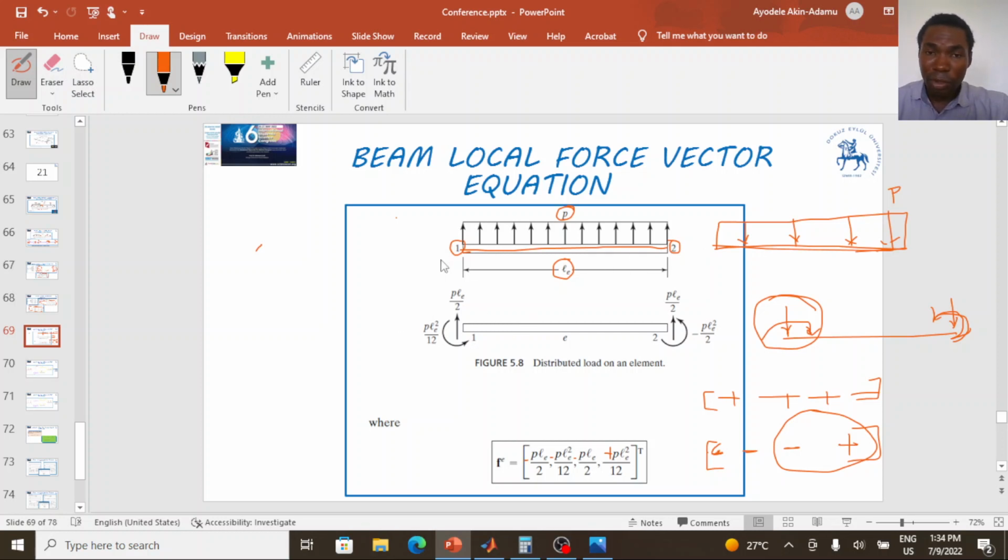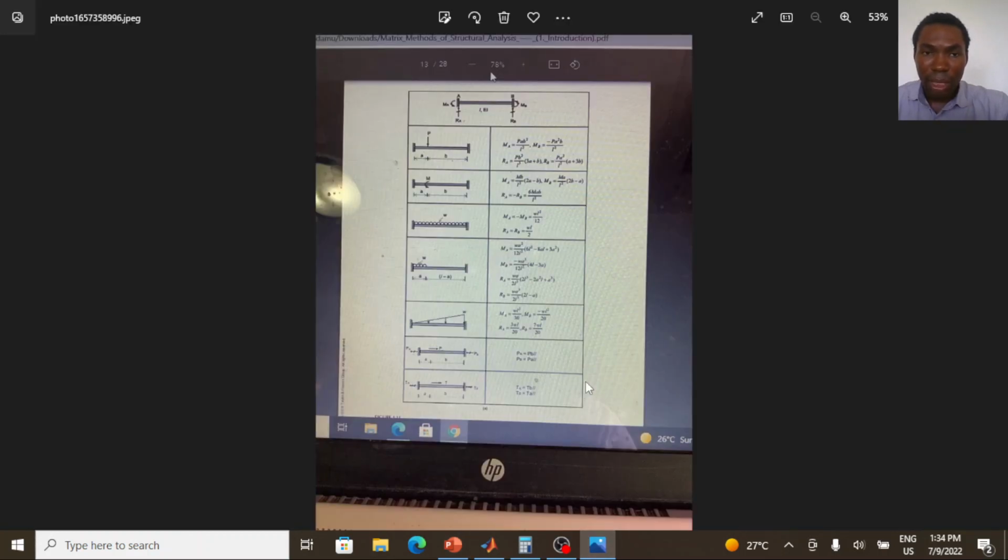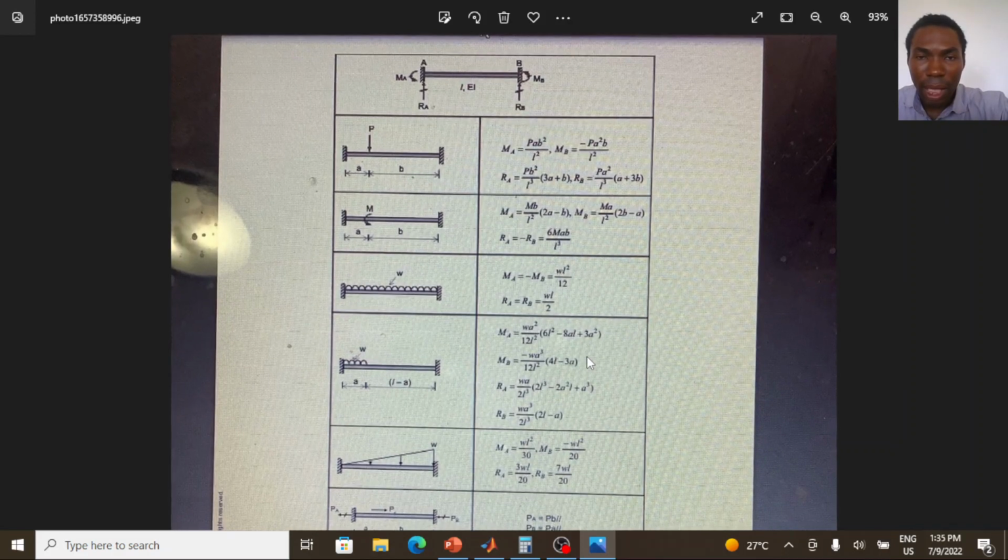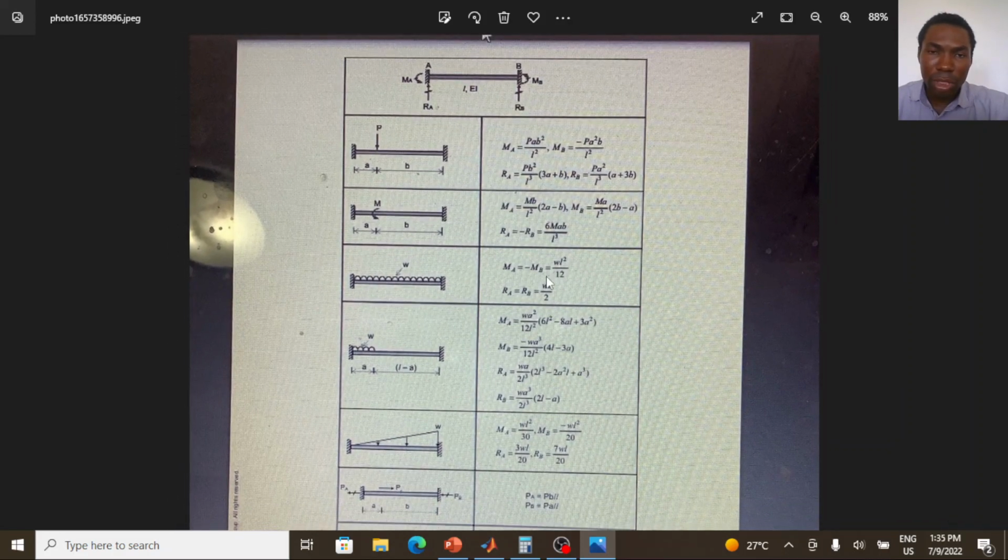So this is for UDL, and this is the magnitude of the equivalent nodal load. But for other load type, what is the magnitude of the load? You can check this on the internet for other load type. But I actually have an image that shows the magnitude of the load for other load type.